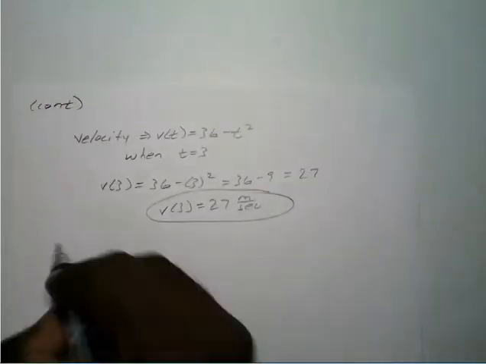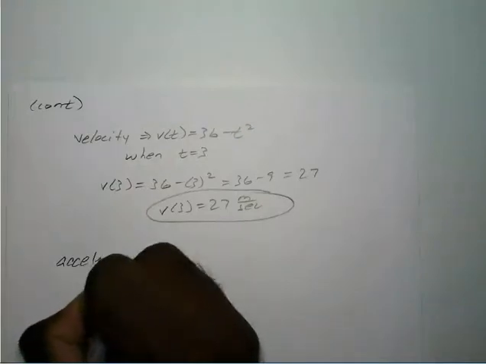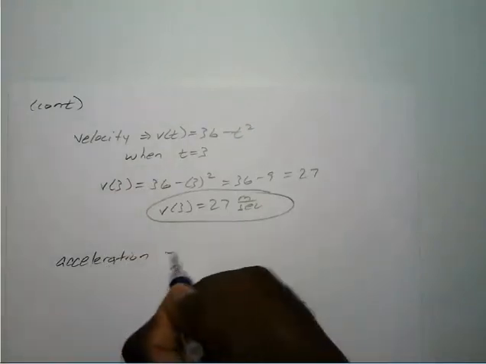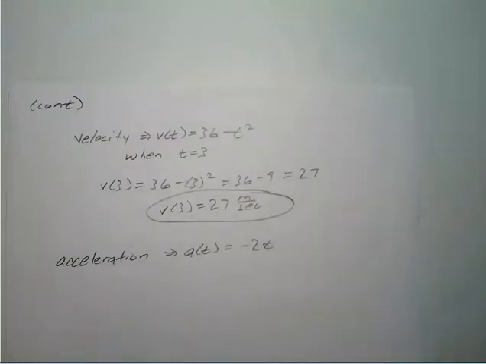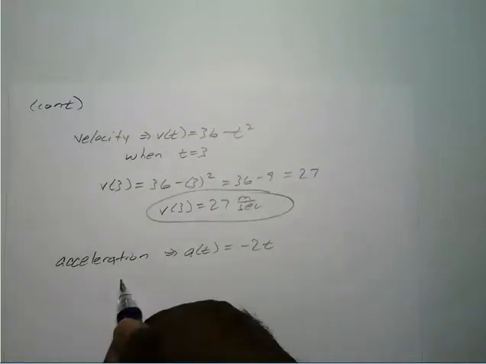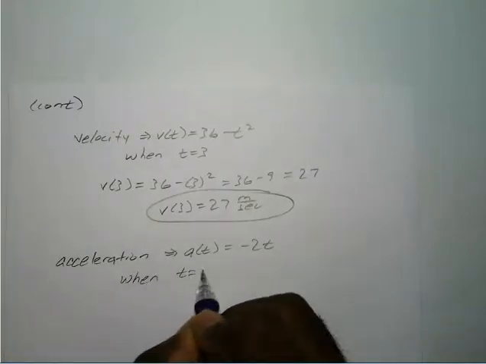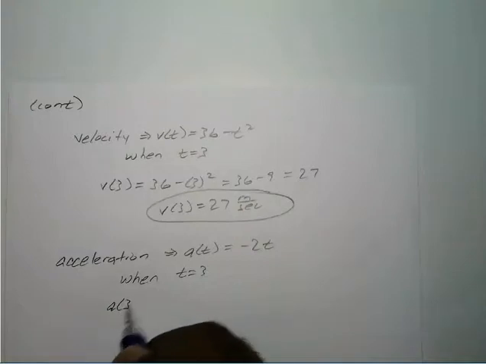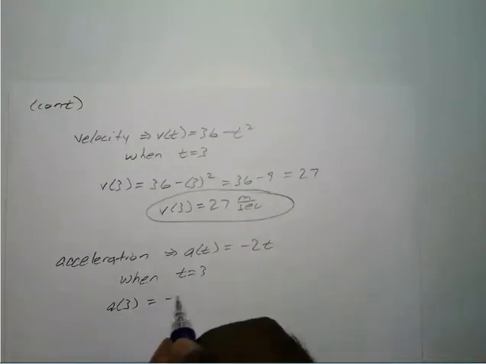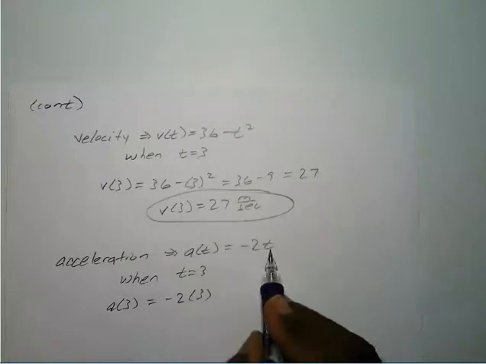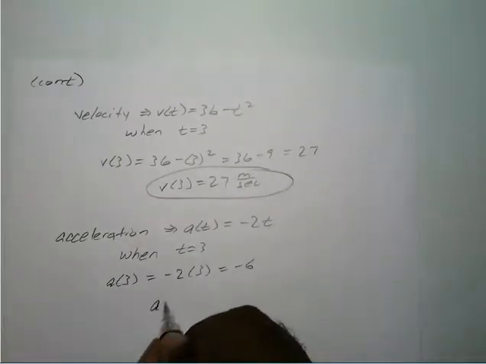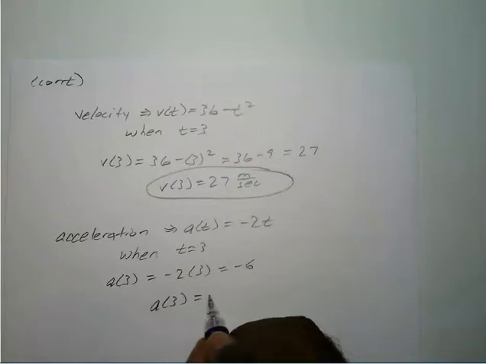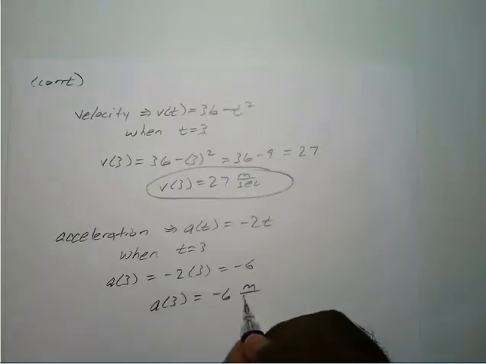Okay, now what about our acceleration? We know that our acceleration function is equal to negative 2t. Again, we know that when t is equal to 3, that's going to equal negative 2 times 3. Just replacing the t with 3. Negative 2 times 3 is negative 6. So we know that our acceleration at t equals 3 is negative 6 meters per second.